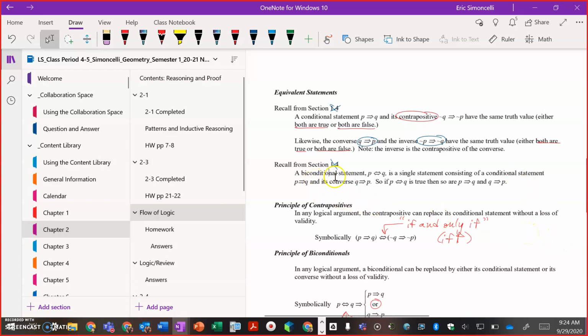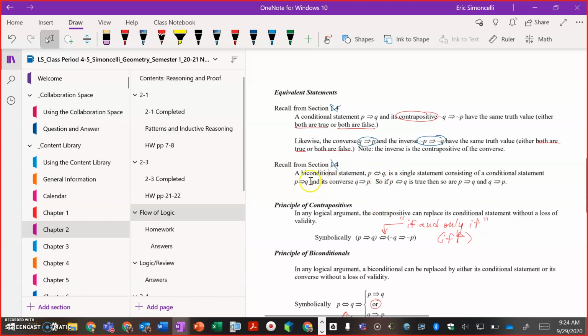Again, another recollection that we can pull out from a prior section. I'll refine that later for you. A biconditional statement, P if and only if Q, which by the way has a double arrow on it, which technically reads in both directions.